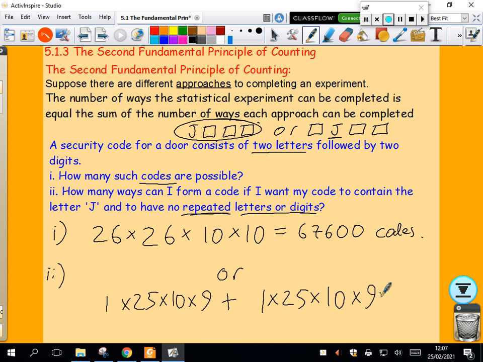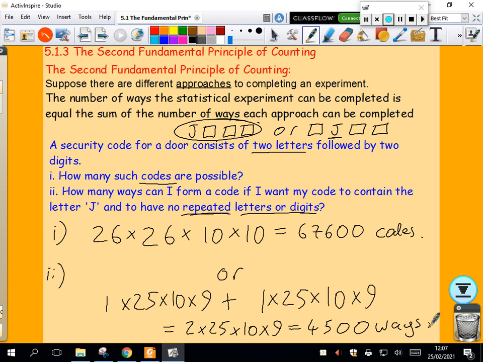Okay? So it's 1 by 25 by 10 by 9 plus 1 by 25 by 10 by 9. That's actually just 2 by 25 by 10 by 9. Which actually is pretty easy to do in your head. 2 25s, 50, 50 times 10, 500, 500 times 9, and 5 9s 45, so it's 4,500. There are 4,500 ways I can form a code.